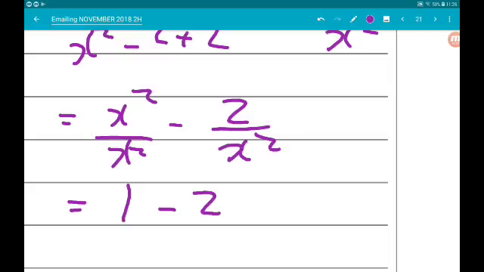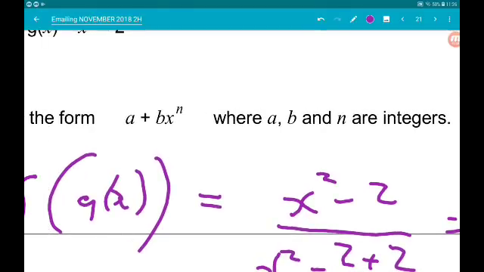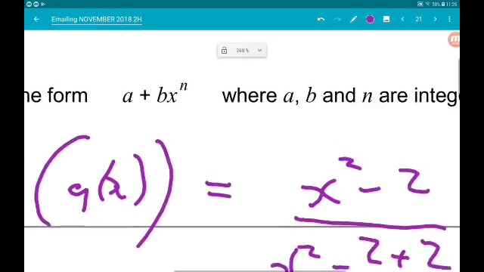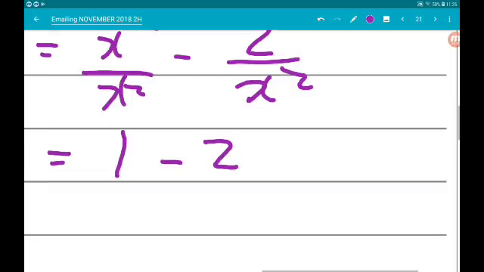Now, remember they want this in the form a add b x to the n. Now, never worry, just because they've got plus bx here, don't worry that we've got negative. All that means is that b is a negative number, here it's minus 2. Now, so we want b x to the n. So we don't want the x on the bottom of a fraction. So 1 over x squared is x to the minus 2. So we got 1 minus 2 x to the minus 2. Cool.